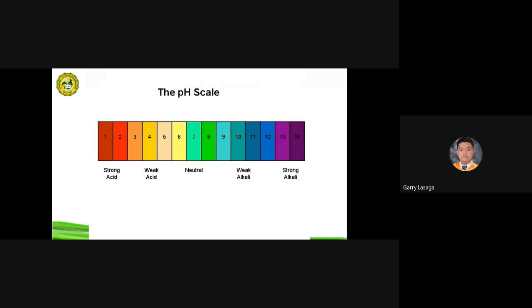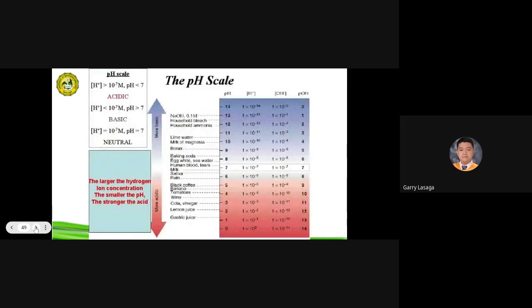Paano nga natin madidistinguish yung isang compound when it is a weak or a strong acid, aside from the pH? Later we'll know how we are going to distinguish the two types of acid, whether it is a strong or a weak acid.